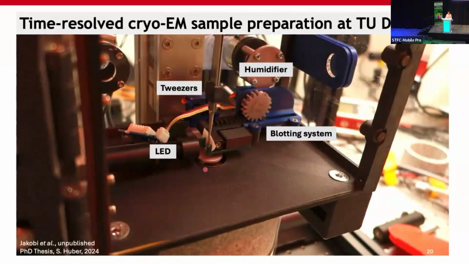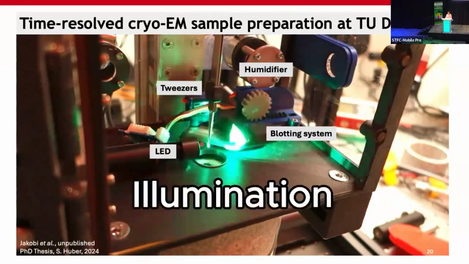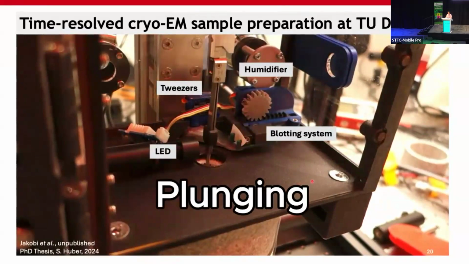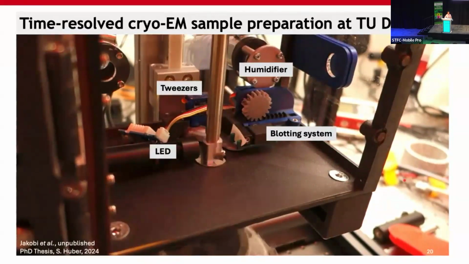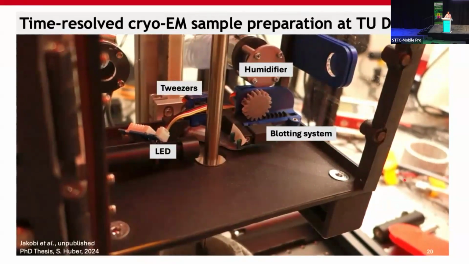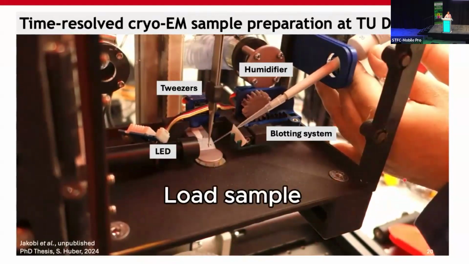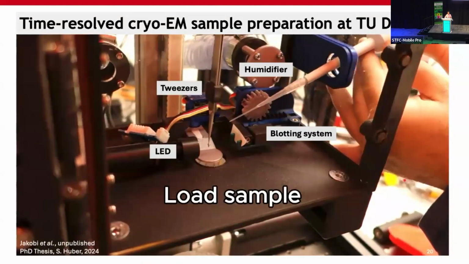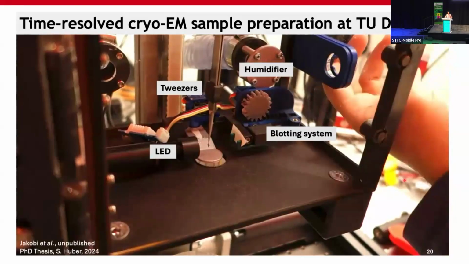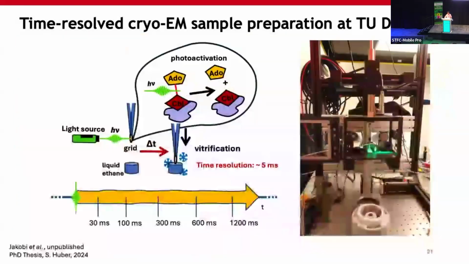So there should be illumination, time delay, plunging. Of course, this is slowed down. We did shorter time delays. And also we worked in the dark because CarH is an extremely sensitive protein and it is an irreversible reaction. So once it has seen the light, you cannot work with it anymore. So we did this sample preparation.